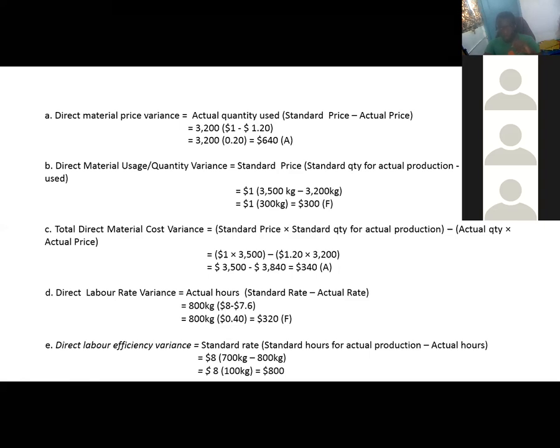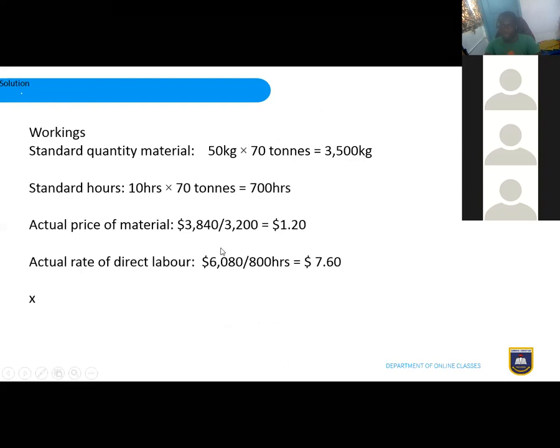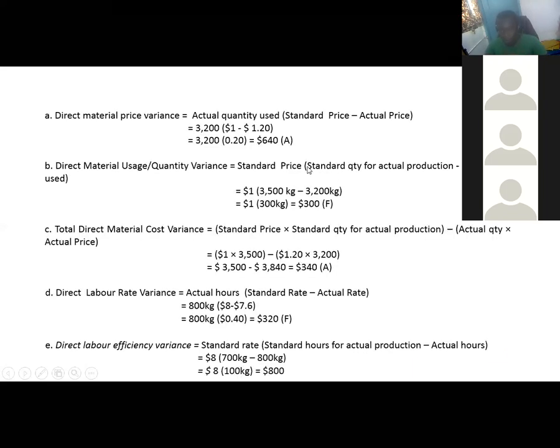All right, let me just give you the hint. Usually, when it comes to the actual price, you need to do the division. When it comes to the actual rate, you need to divide also. But when it comes to the standard quantity and the standard hours, those ones you need to multiply. Don't worry, we are moving step by step, so we'll get there. Now we do our basic mathematics. 3,200 is outside the bracket, so we just have to repeat it.